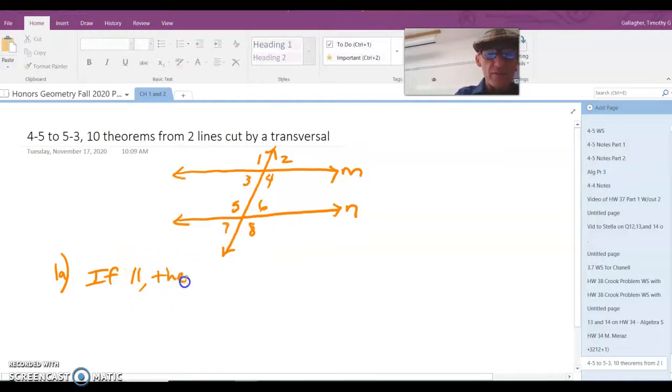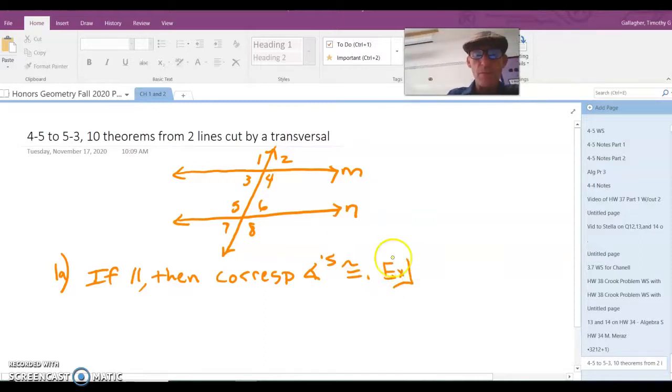then corresponding angles congruent. Example, if M parallel to N, then angle 3 is congruent to angle 7, 3 and 7.